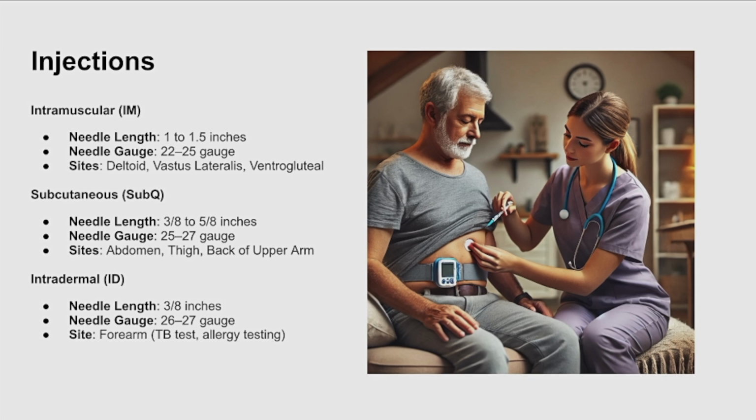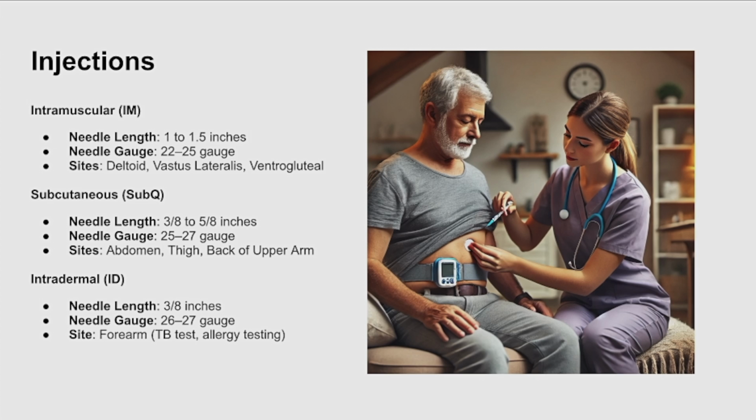Then you have subcutaneous. Subcutaneous is the fatty layer. So here it's not as deep, 3/8 to 5/8 inches. You're going to need a needle gauge of maybe 25 to 27, and the sites are going to be the abdomen, thigh, back of upper arm. These are the more fatty places of the body. So insulin is typically given here with your patients. You would want to know what their preferred site is. If the site is red, swelling, you might want to rotate sites.